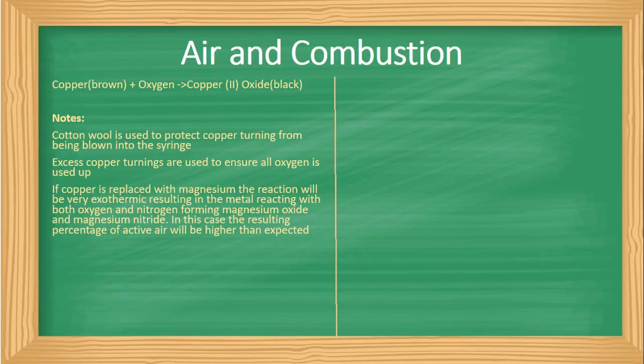So if copper is replaced with magnesium in this reaction, you find that the reaction will be very exothermic, resulting in the magnesium metal reacting with both oxygen and nitrogen in air, forming both magnesium oxide and magnesium nitride. This means that the amount of air that will be used in this combustion will be much more than expected, because both nitrogen and oxygen will be used up. Therefore, you'll find that the percentage you'll get at the end will be higher than what is expected.